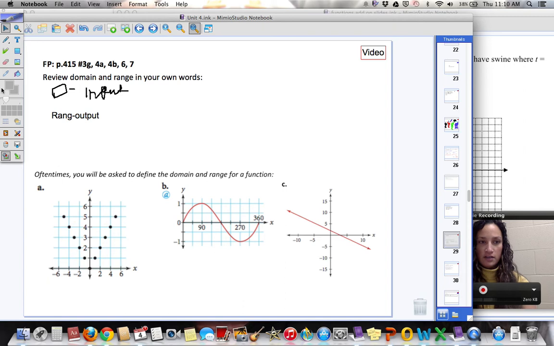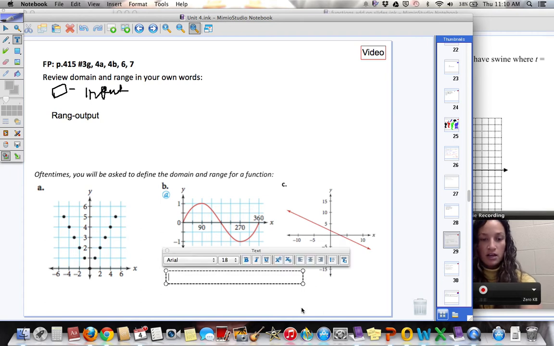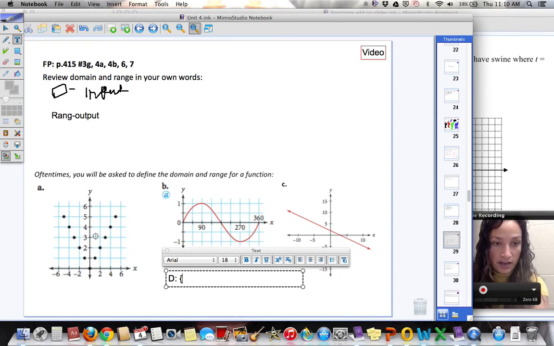So if I look here, each of these is a point. It's not a continuous line, so it can't be an interval. So here, my domain is going to be those exact points, my x values. So if I look, my x value is right here. That's going to be -5. The next one is here, -4. It's going to go all the way up to 5.